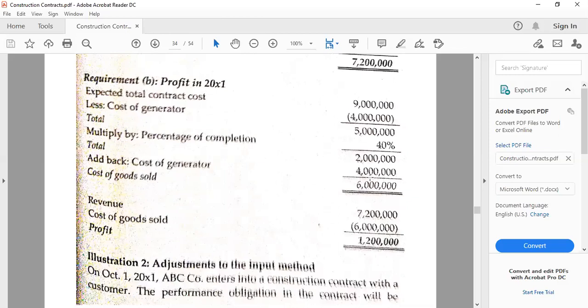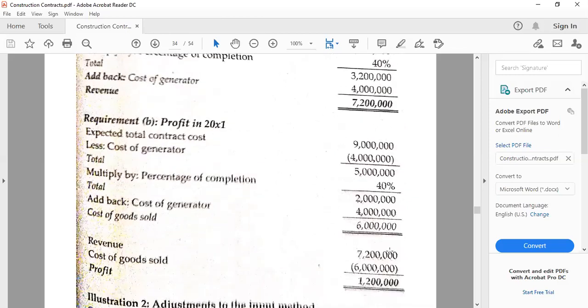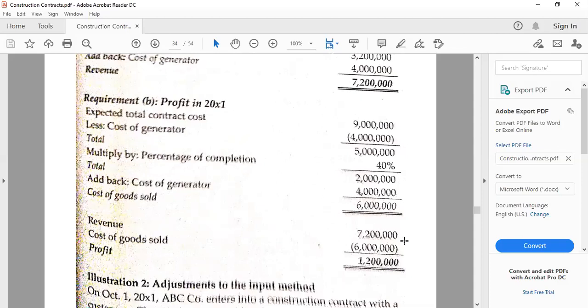And then the revenue is 7,200,000 less 6 million cost of goods sold, so that the profit will be 1,200,000. So this will be the gross profit. This is not yet the net income, because take note, what has been deducted is the cost of goods sold, which would be the contract costs. Anyways, hopefully that is clear.